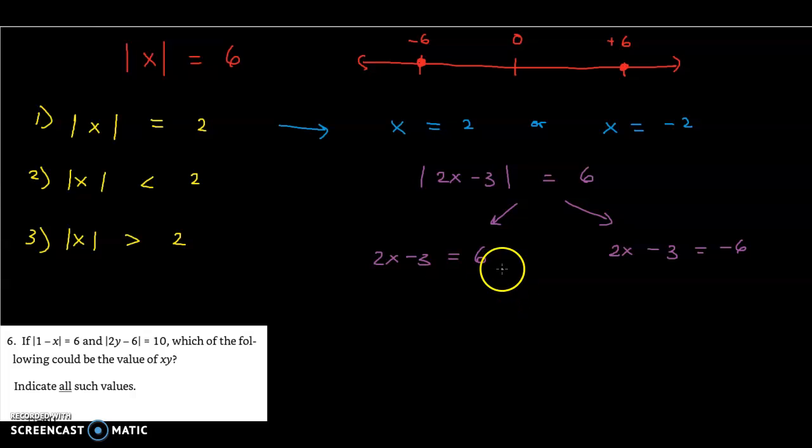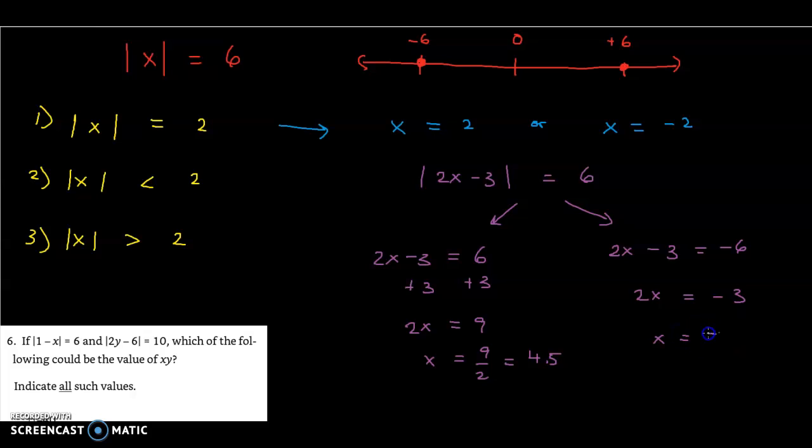And I think you just do your standard algebra to solve for this. I'll try to do this quickly. So if I add 3 to both sides here, that gets us to 2x is equal to 9. And that means x is equal to 9 over 2, so x is equal to 4.5. There's that. This one, if we add 3 to both sides, we get 2x is equal to, well, it's a positive 3 plus that, so it gets us to what, negative 3? Yeah.